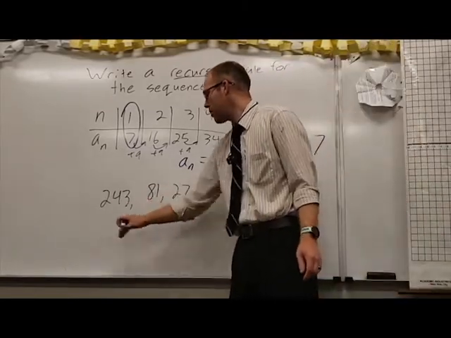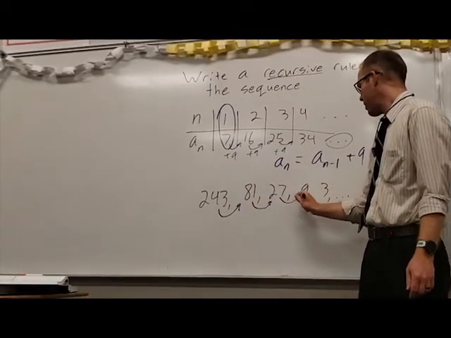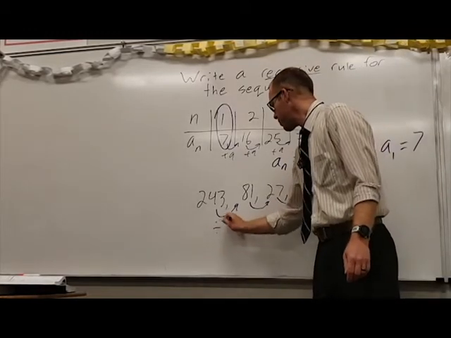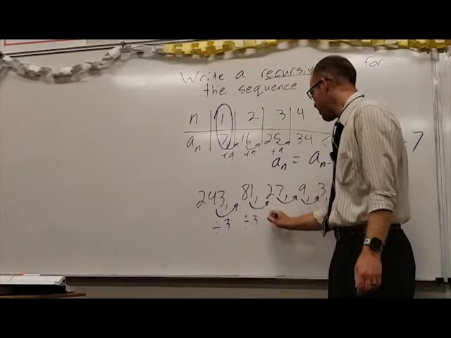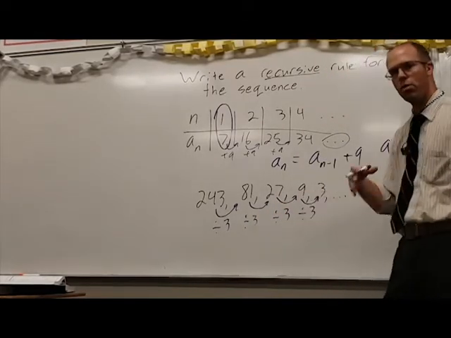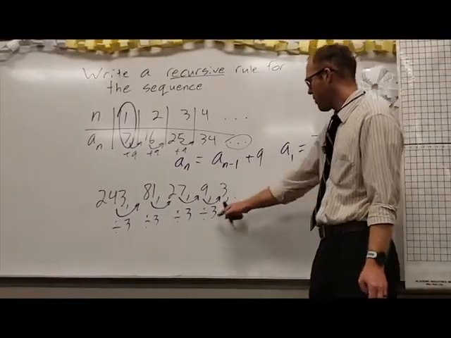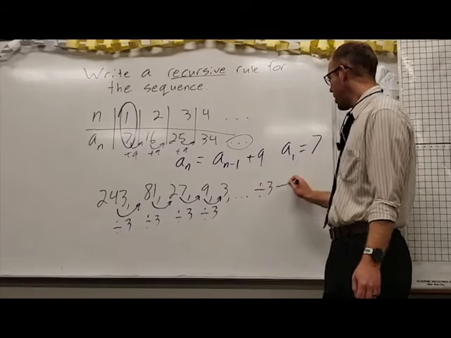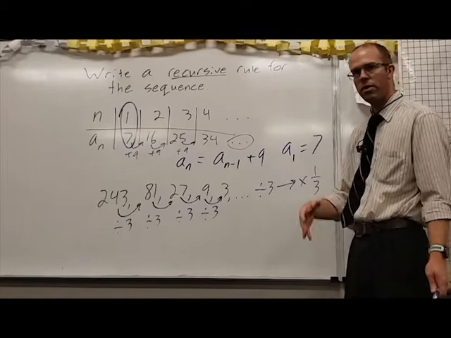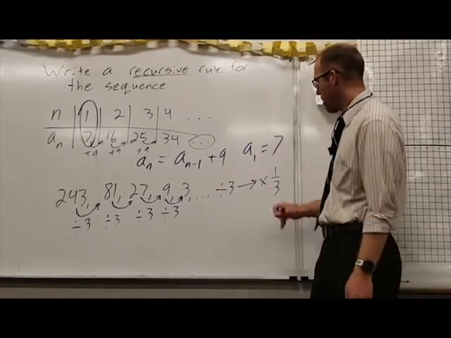So let's find the pattern on this one. From 243 to 81, 81 to 27, to 9, and to 3, we are dividing by 3. Now I prefer writing that as multiplication because that works a little bit better with our notation for exponential functions. So instead of dividing by 3, I'm going to write that we are multiplying by 1/3. Okay, so in order to get to the next step in our sequence, we're going to take the step before it and multiply it by 1/3.